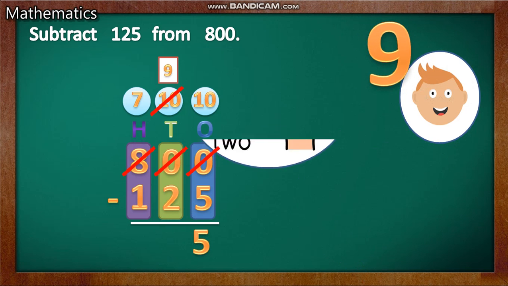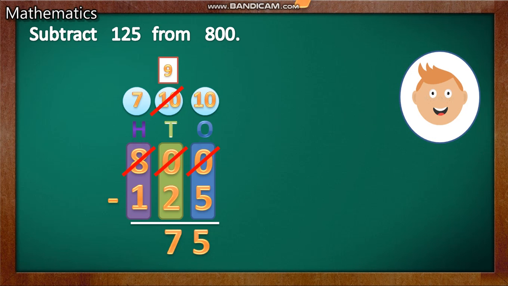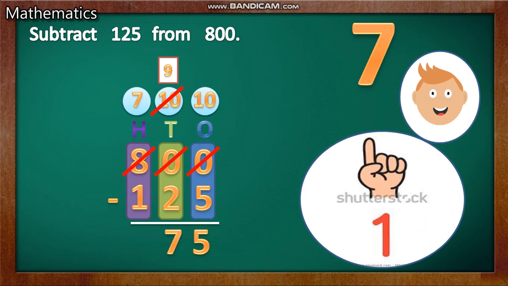9 in your mind, 2 in your hand, count back. 8, 7. Here 7 is the answer. Lastly, 7 in your mind, 1 in your hand, count back. 7, 6. It is the final answer.